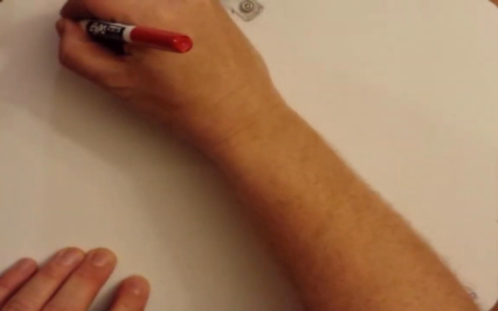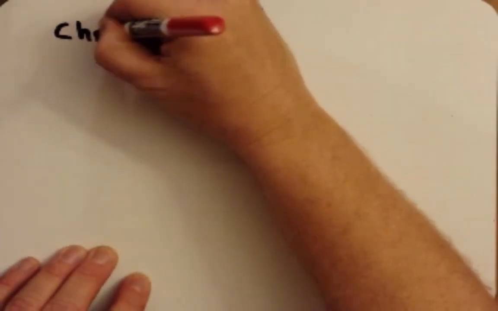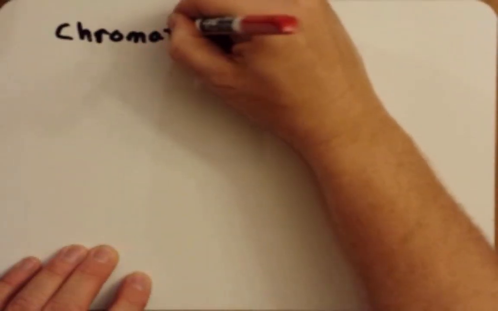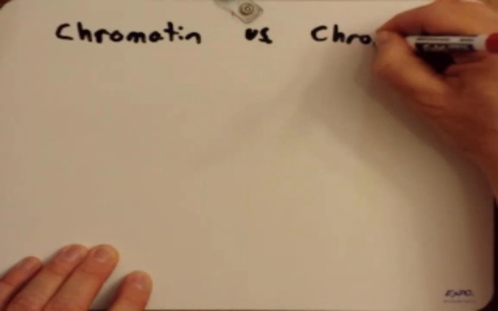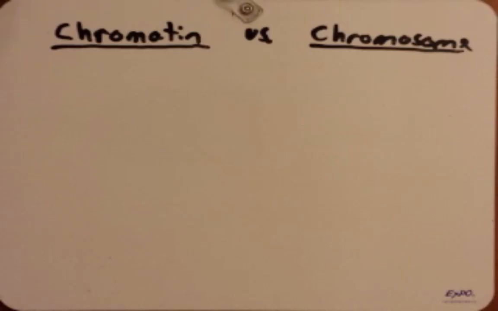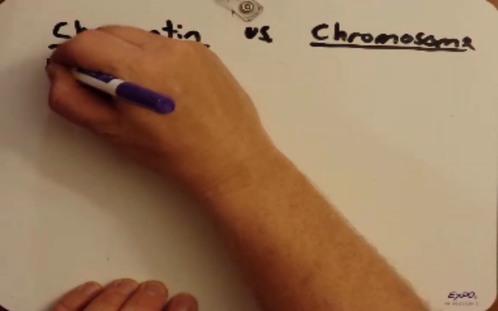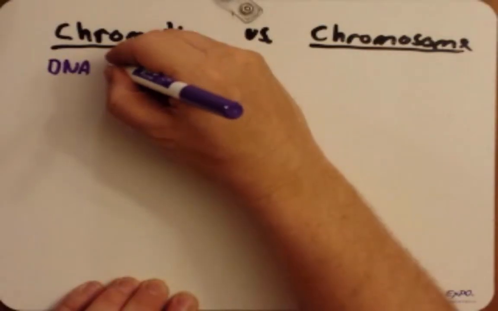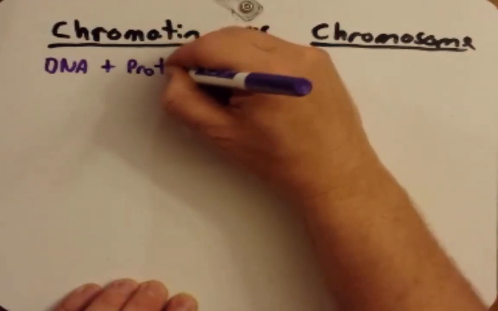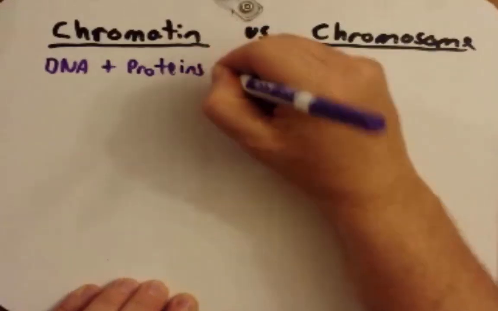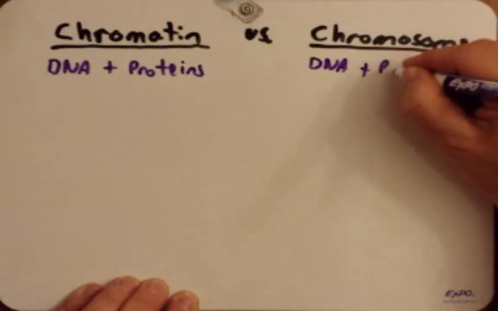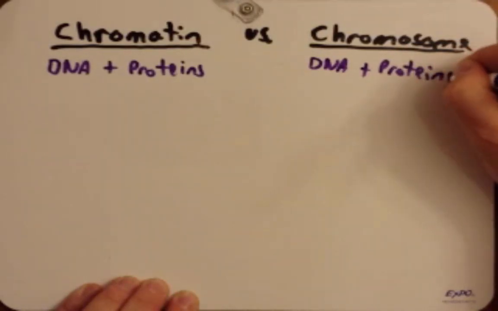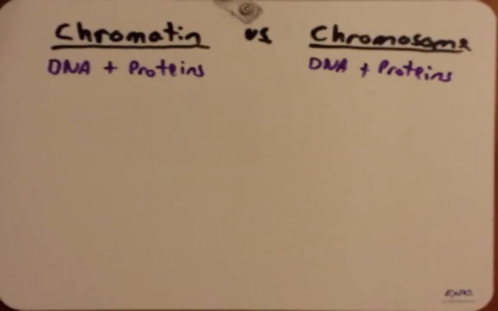So let's write them out here. Chromatin versus chromosome. I want to begin with how they are similar. They both describe a long stretch of DNA plus the proteins associated with them. DNA plus proteins. That's about where the similarities end.